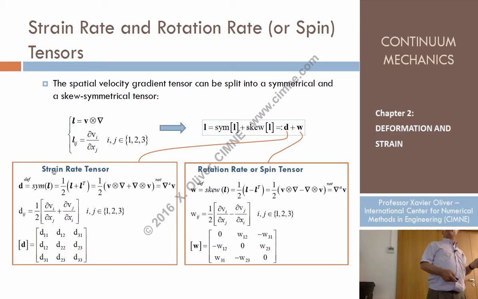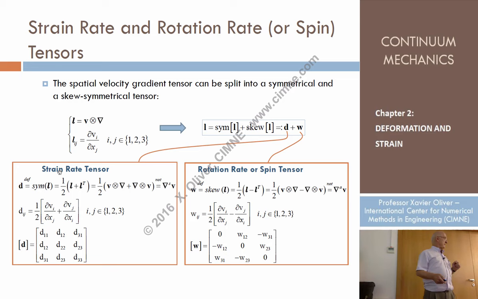So I'm just anticipating that this tensor contains information on the rate of the strains, of the change of strains along time. Rate means change per period of time. So I haven't proved it yet, but I'm anticipating that this tensor with this name contains information not on the strains, but on the rate of the strains, okay?